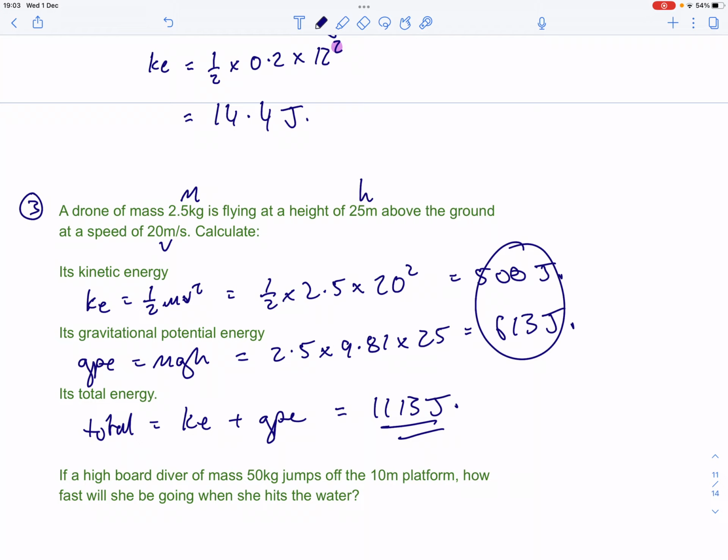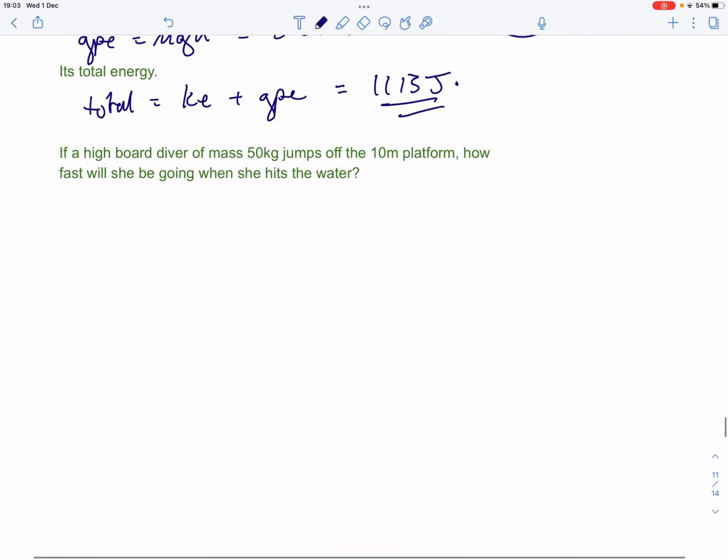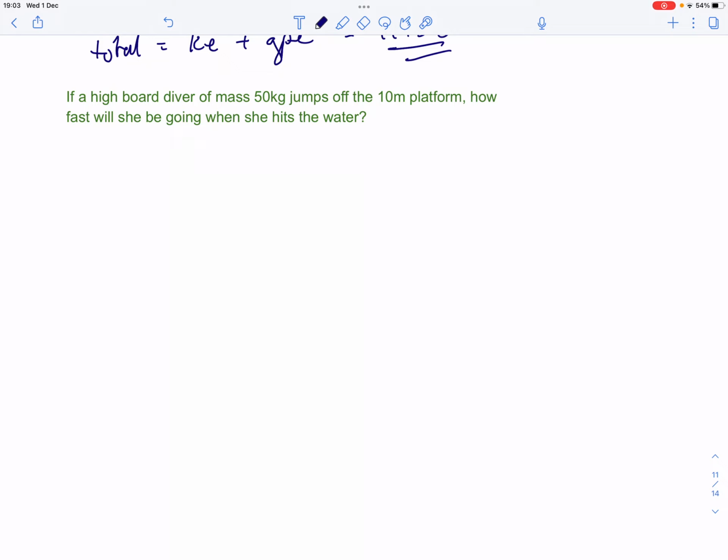Okay, so that's a typical question combining those two. Those are reasonably straightforward questions. The next one is harder, and this would probably be worth 4 marks or so in an exam. So question 4: if a highboard diver of mass 50 kilograms jumps off the 10-metre platform, how fast will she be going when she hits the water?